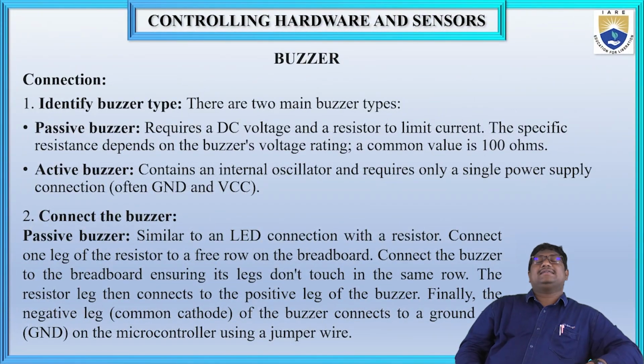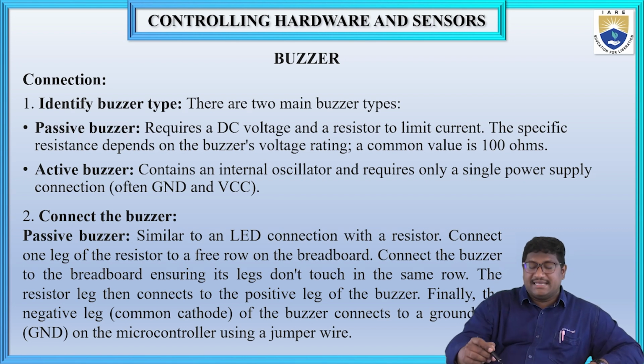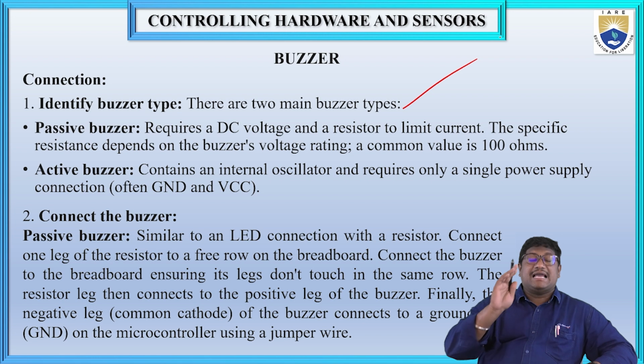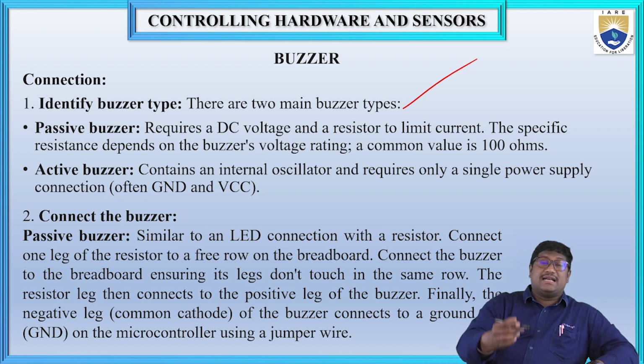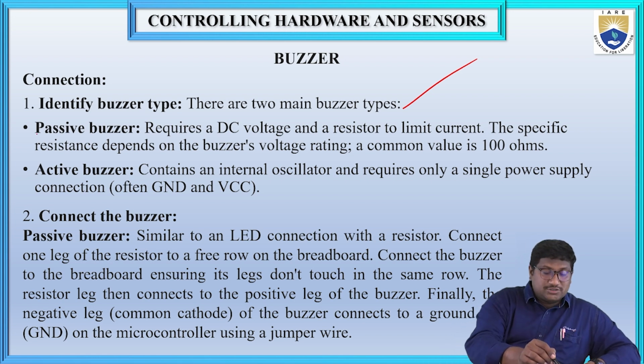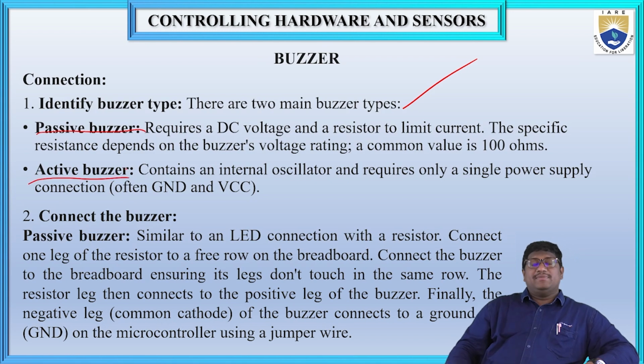And here, in this connection of the buzzer, first you need to identify which type of buzzer is used. As I told you, there are two different types of buzzers: one is passive, and the other one is active. Coming to the passive buzzer, it requires a DC voltage and a resistor to limit current.